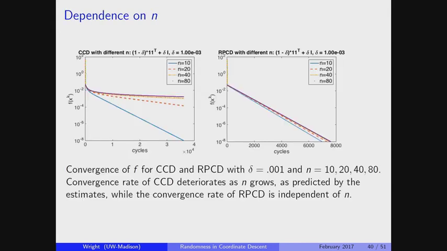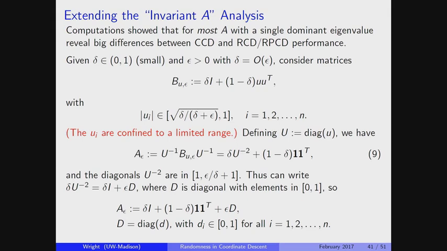You also see the dependence on n showing up. In the cyclic version, as n increases, the convergence gets worse because remember the rate there is 1 minus delta over n squared. So as n gets bigger, it gets slower and slower. Whereas for the 2 random variants, it doesn't matter what n is. They're always 1 minus delta or 1 minus 2 delta. And you see that here. They're independent of n.